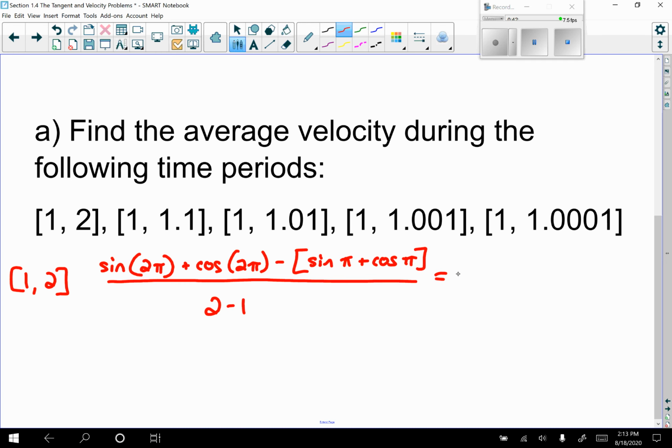Well, this we can figure out if you just think back to the unit circle. Sine of 2 pi is 0. Cosine of 2 pi is 1. Sine of pi is, again, 0, but cosine of pi is negative 1. And then we'll get a 1 at the denominator here. So this becomes 1 minus negative 1, which is 2. 2 over 1 is 2 centimeters per second.